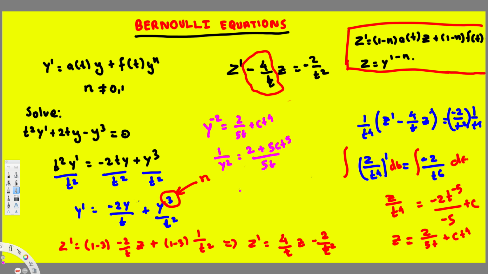Therefore y squared is going to be the flip of this one, 5t over 2 plus 5c t to the power 5. Therefore y is going to be equal to plus or minus the square root of 5t over 2 plus 5c t to the power 5, and this is going to be the general solution for this differential equation.